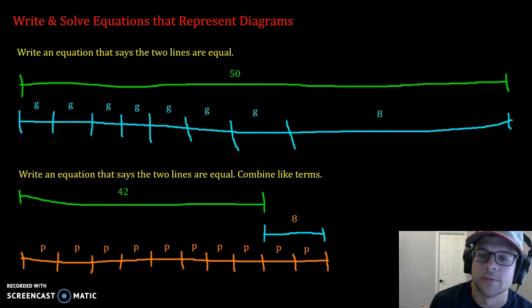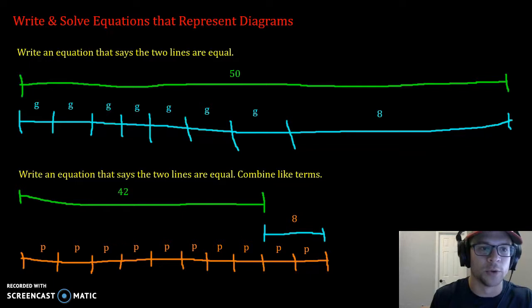We're given that the top one is measured to be 50, and then we have the bottom one kind of divided up into some equal g segments and then an 8 over here at the end. So since we know that these two are equal, I'm going to write an equation of the green line equaling the blue line. So at first, the green line is going to be 50.